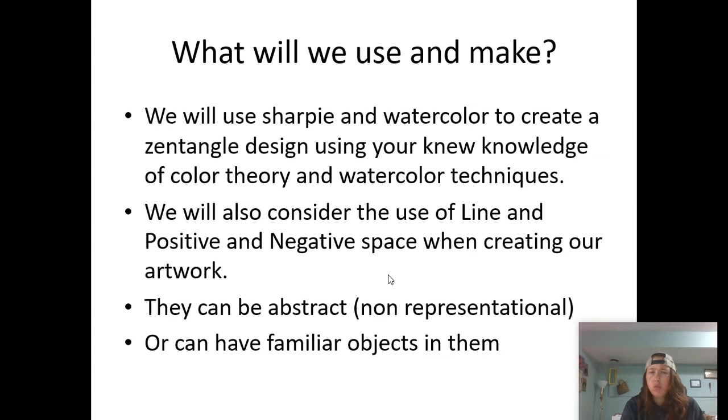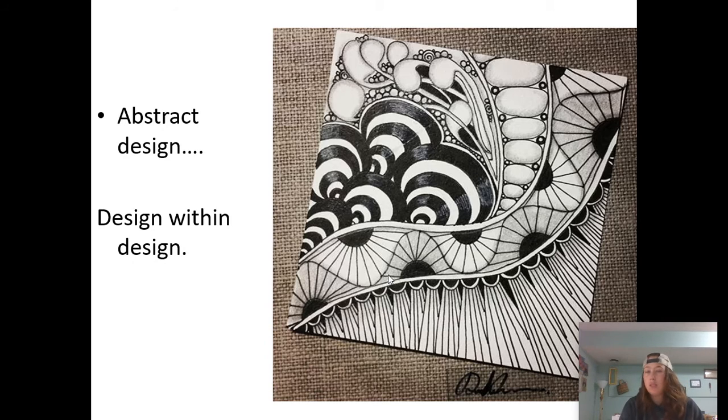Some things we're going to use: color theory, line, and we'll talk about positive and negative space when we're creating them. They can be abstract images, meaning there's no representation whatsoever, or they can have familiar objects in them. Here's an example of abstract design. There's design within design. There's nothing that really represents anything specifically. You might draw inferences from this, like, I can guess this looks like a spike or something, but it's just good old-fashioned doodling.